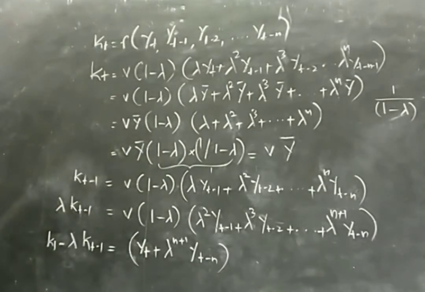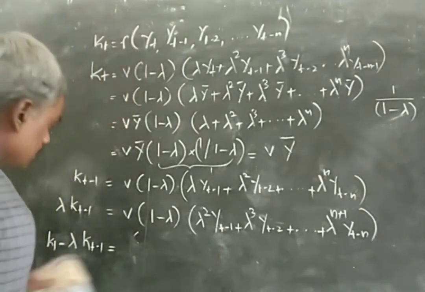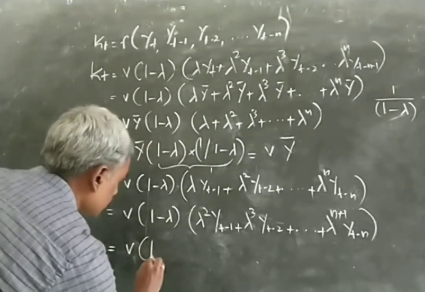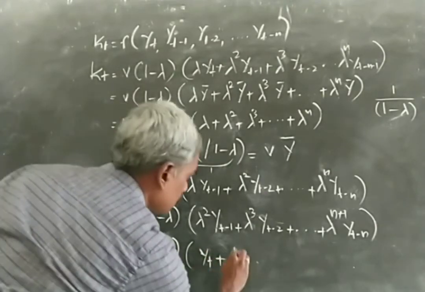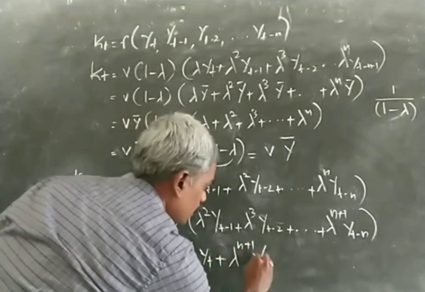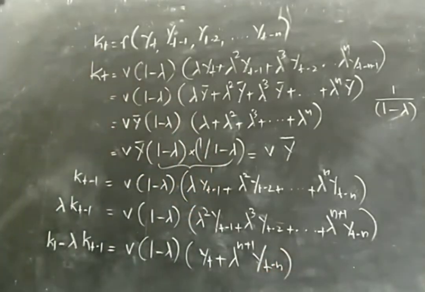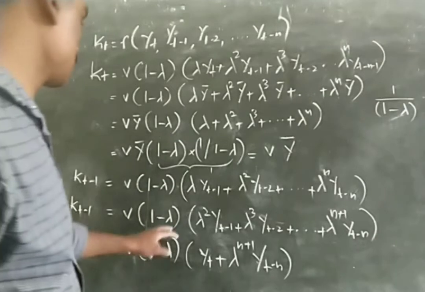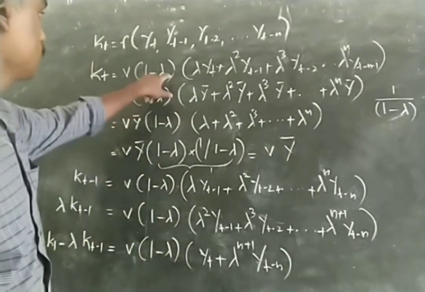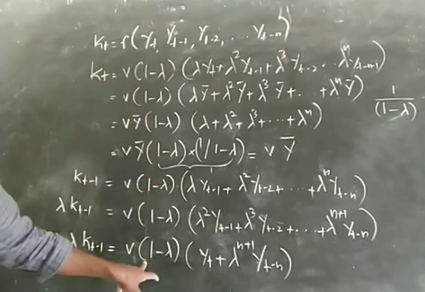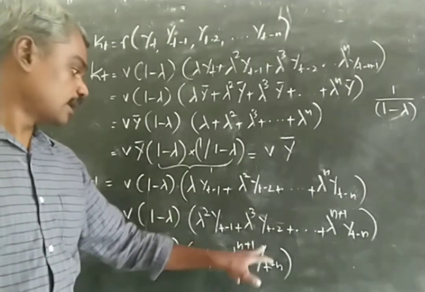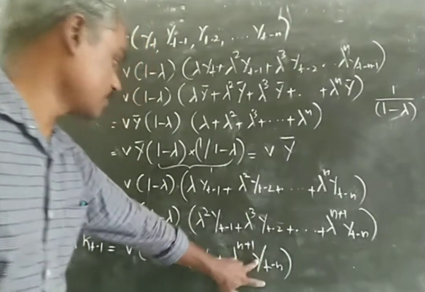Okay, so this is the remaining term in the equation. What remains in the equation is nu into 1 minus lambda into Yt plus lambda raised to n plus 1 Yt minus n. So this is what remains when we are subtracting lambda Kt minus 1 from Kt. We get nu into 1 minus lambda into Yt plus lambda raised to n plus 1 into Yt minus 1.